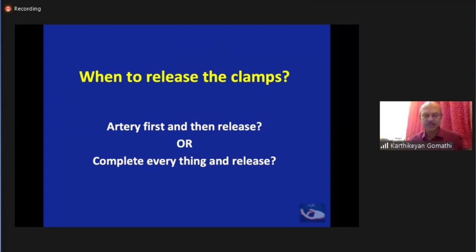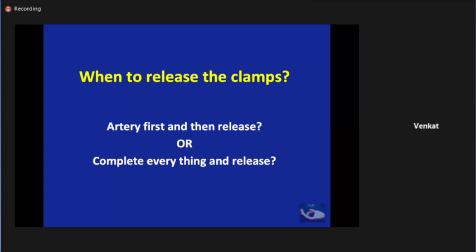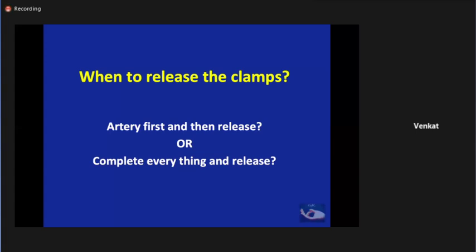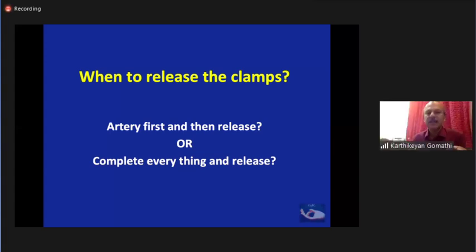When to release the clamps? This is an important question. You have done the bone fixation, you have done the tendon repair, you have done the nerve repair, you have done the artery anastomosis, you have done the vein anastomosis. Now, can I release the clamps? Or should I do the artery first, release, and then do the vein anastomosis? I already told you this will not work because the blood that has gone into the circulation is just flowing out now because there is no venous outflow. In those situations, microthrombi will start developing within the microvasculature, and after that, even when you do a venous anastomosis, there is going to be a thrombosis, it will fail.